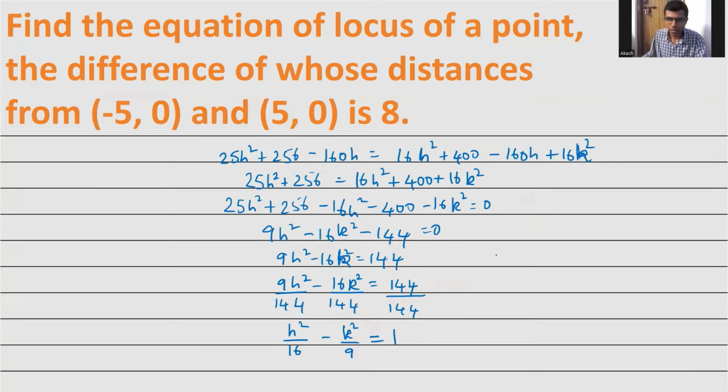Now one last step, replace h comma k with x comma y. Therefore x square by 16 minus y square by 9 is equal to 1. This is our required equation.